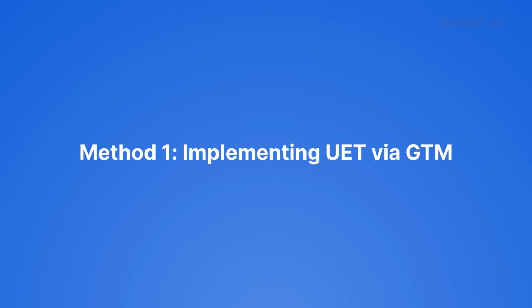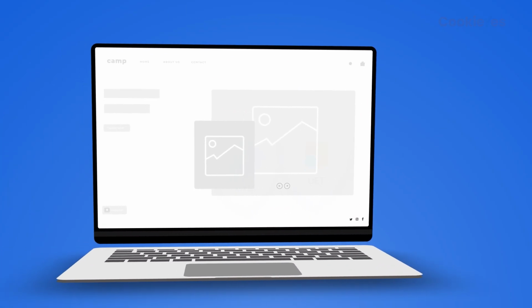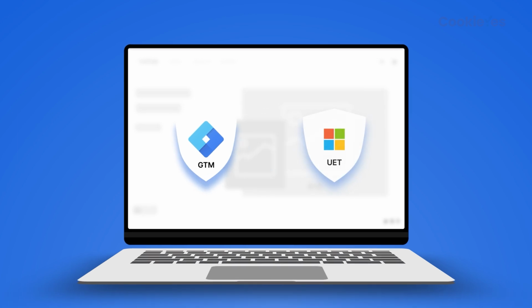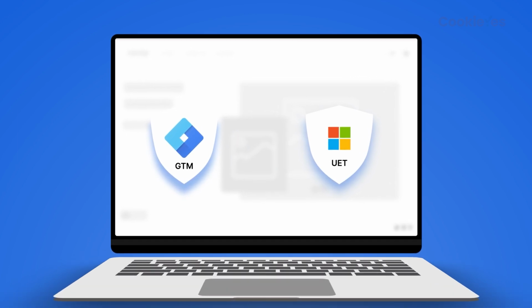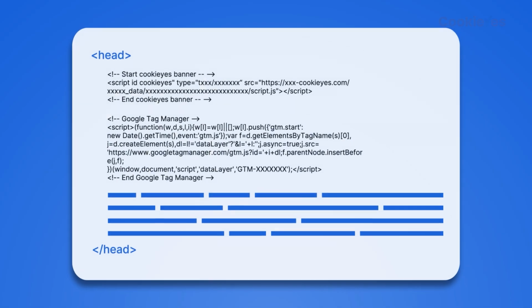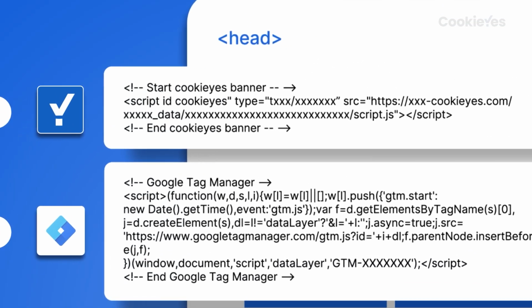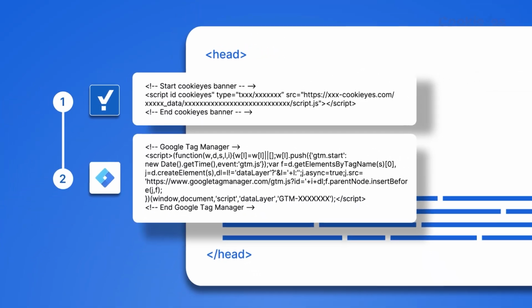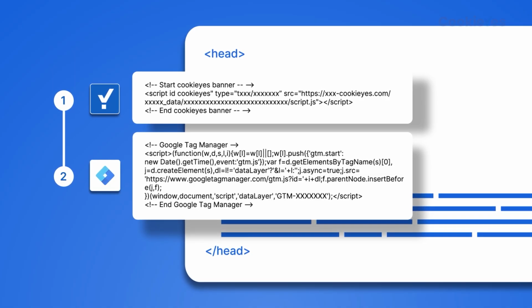Method 1, implementing UET via Google Tag Manager. If your website uses GTM, you'll need to configure UET to fire only after users have granted consent. Here's how to do it. Step 1, place the GTM script correctly. Ensure the Google Tag Manager script is placed after the CookieYes script in your website's head section. This ensures that CookieYes processes user consent before GTM fires any tracking scripts.